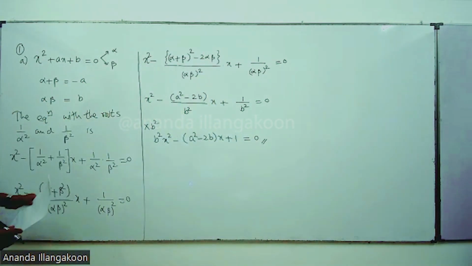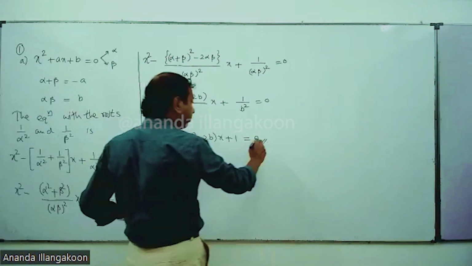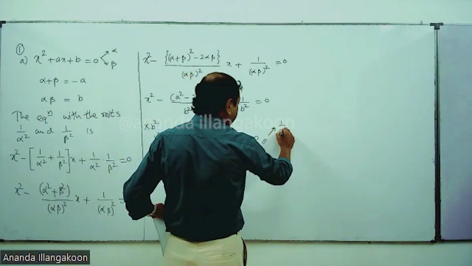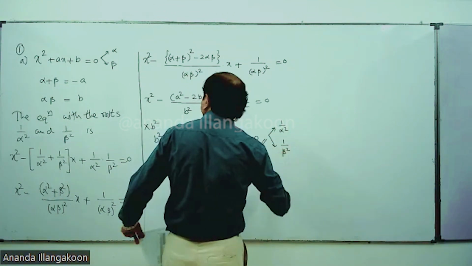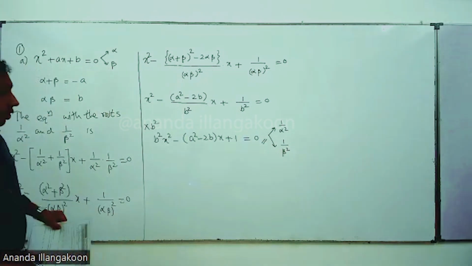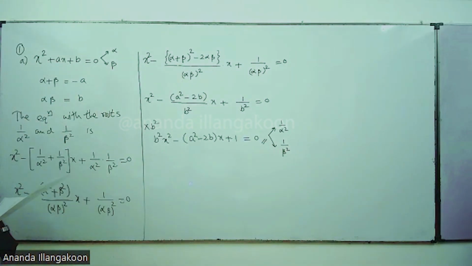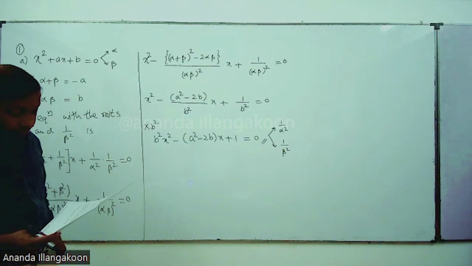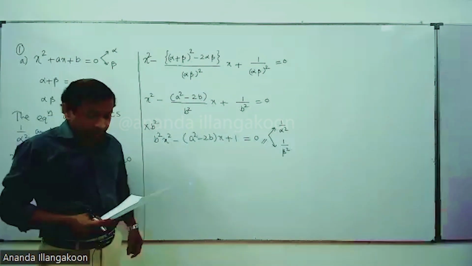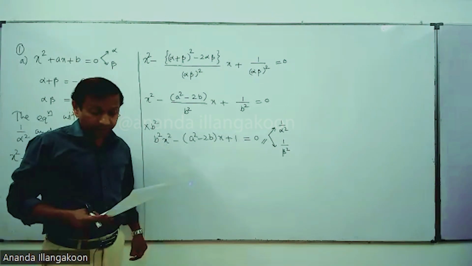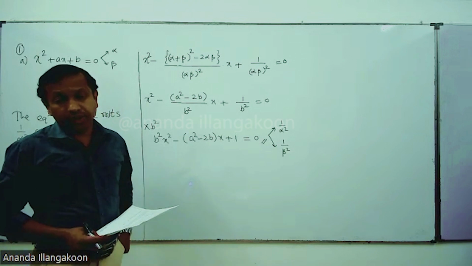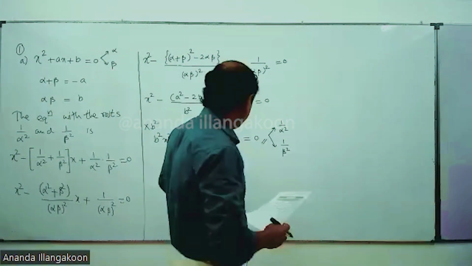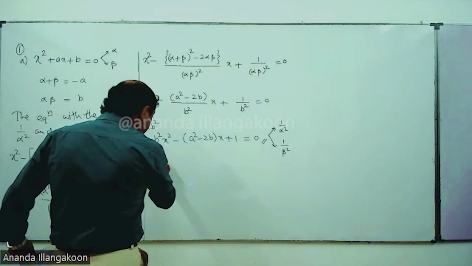Now this equation has the roots: 1 upon alpha squared is 1 root. The other root is 1 upon beta squared, right? Now it is asking, hence deduce the quadratic equation whose roots are 2 beta squared plus 5 upon alpha squared and 2 alpha squared plus 5 upon beta squared. Asking to deduce, yeah.